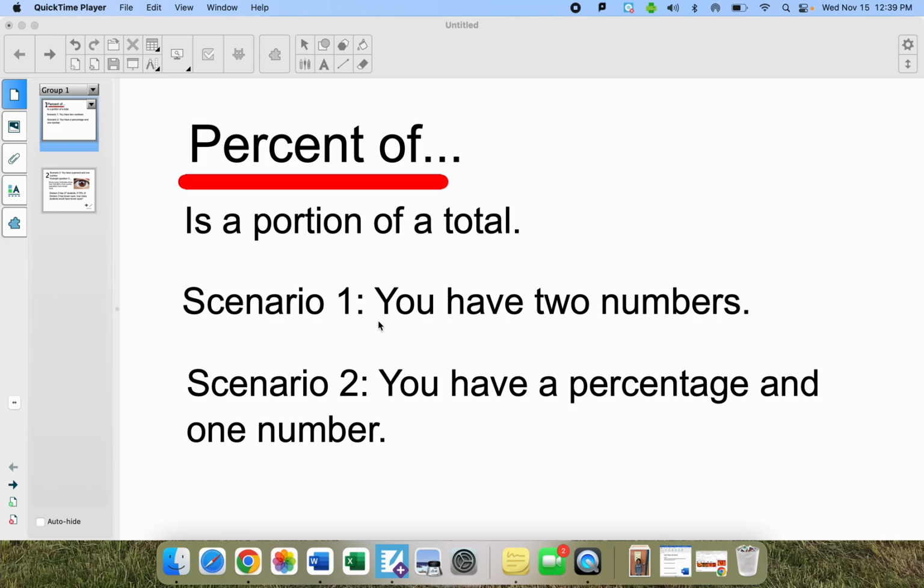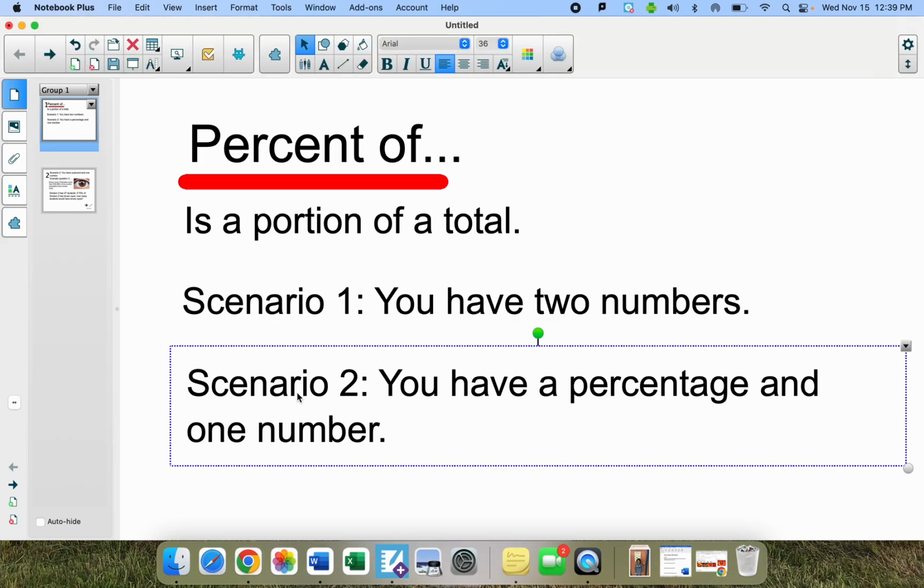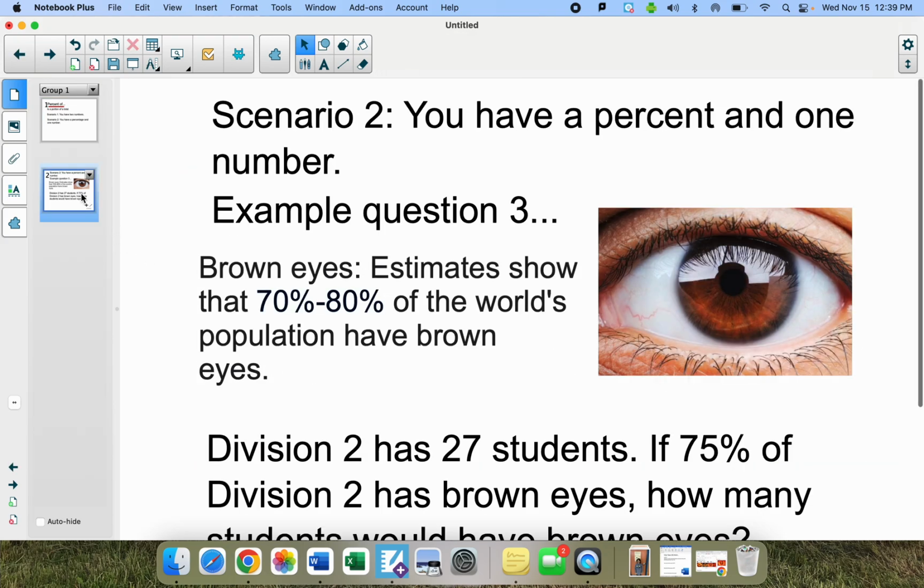Burgess. We're doing percent of. Let's take a look at another scenario. Scenario 2, you have a percentage and one number.